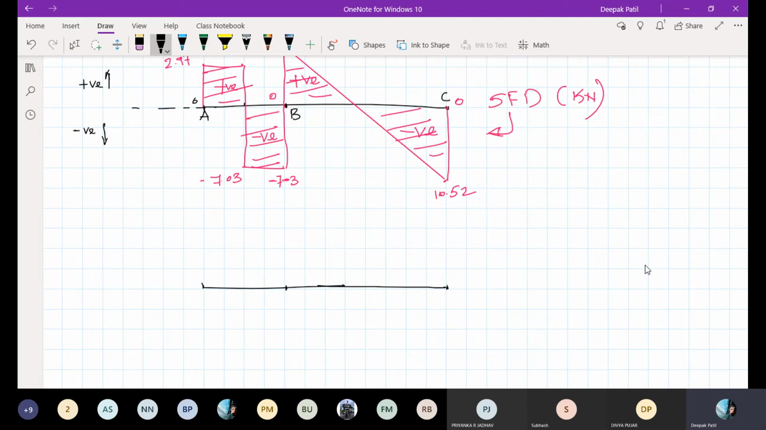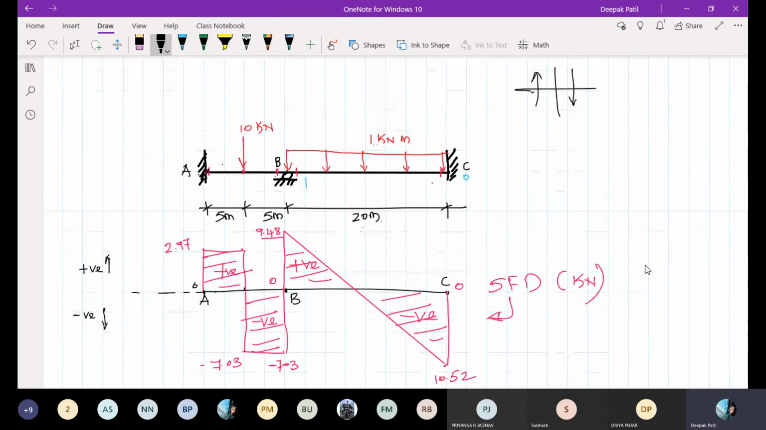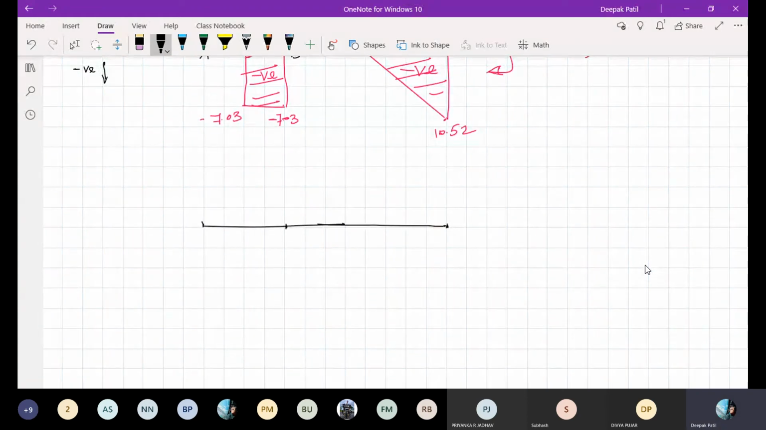Now, what is the value of MAB? MAB is how much? Minus 5.55. I hope students you are writing down all these things. Okay, now tell me the value. What is the value of MAB? Minus 5.55.